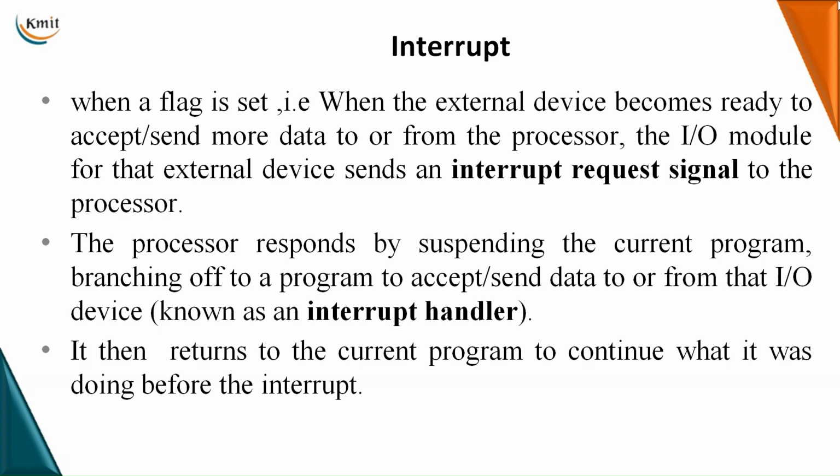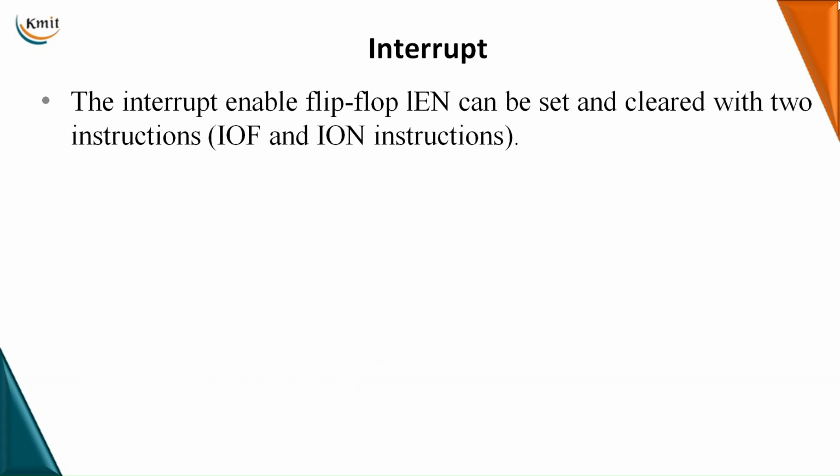This is how an interrupt is handled by the computer. The interrupt enable flip-flop can be set and cleared with two instructions, IOFF and ION. When we discussed input output instructions, I already told you there is a flip-flop called the interrupt enable flip-flop. Whenever the processor wants to receive an interrupt from input output devices, it can set it to 1.